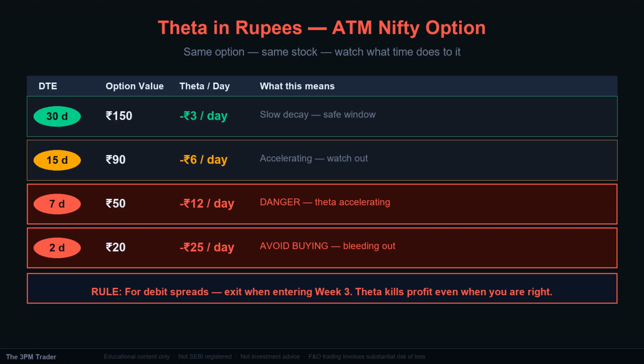This is exactly why the rule says, for debit spreads, exit when you enter the third week. Do not hold into expiry week as a buyer. Theta will eat your profit even if the stock cooperates. Time is not your friend, it is the seller's friend.